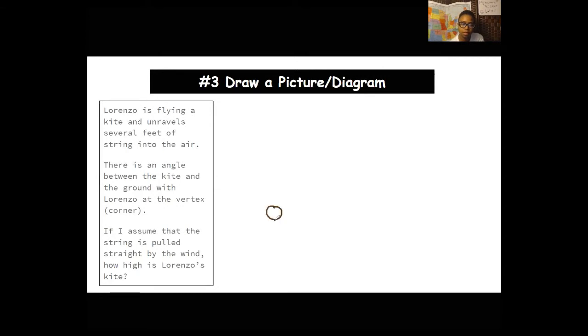So here's Lorenzo. And he is happy because he got to go to the park and fly a kite. So let's draw his string. The string is straight, not diagonal or curvy. All right, that looks like a straight string. And let's draw his kite, orange.